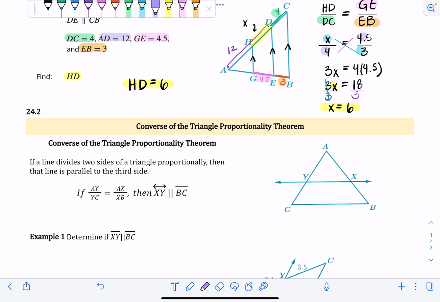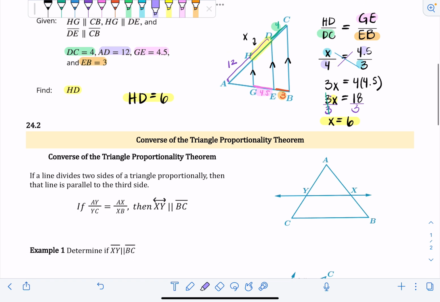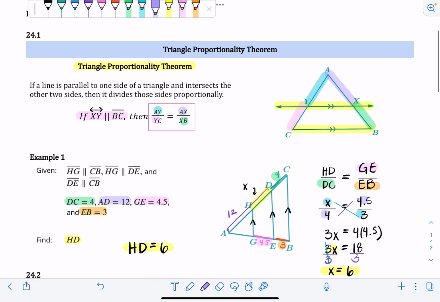Okay, so 24.2, this is the converse of the triangle proportionality theorem, so it essentially switches the order. So I'm going to go back up to the original theorem. Remember, converse just switches the hypothesis and the conclusion. So in the regular triangle proportionality theorem, this was the hypothesis: if line XY is parallel to BC, that's our hypothesis, then those segments of the sides are proportional. So the converse is just going to switch those. It's going to say if the sides are proportional, then the lines must be parallel.